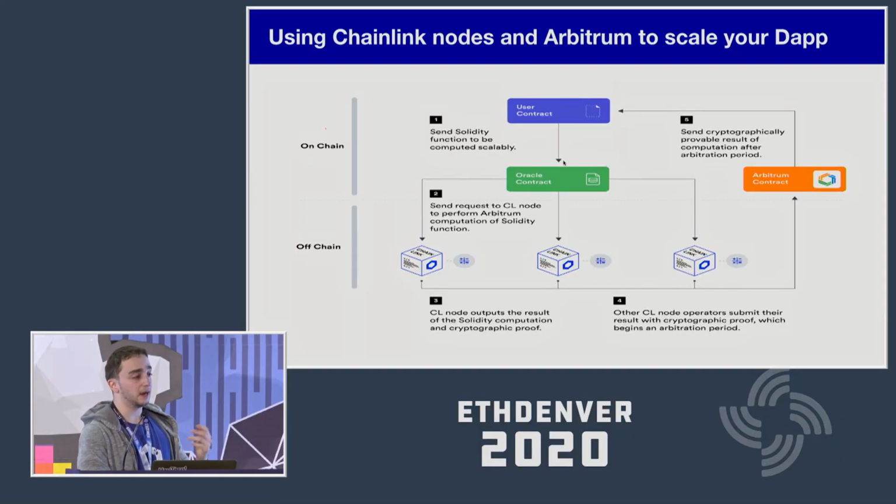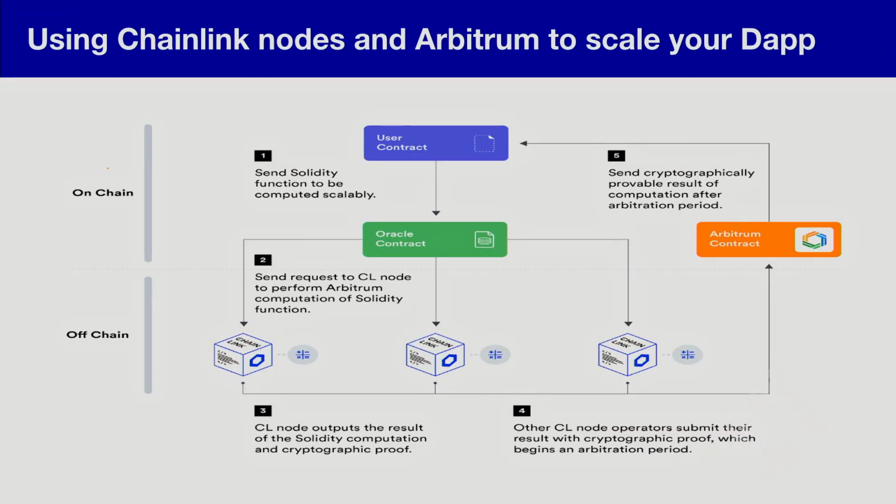And the game theoretic incentive is basically the way Arbitrum works, and the protocol we've set up works: you have a user contract, which is going to send a solidity function to be computed by Chainlink nodes. This function will be picked up by the Chainlink nodes who will compute it off-chain. They will then return a result on-chain. This result will be attached with a cryptographic proof, right?